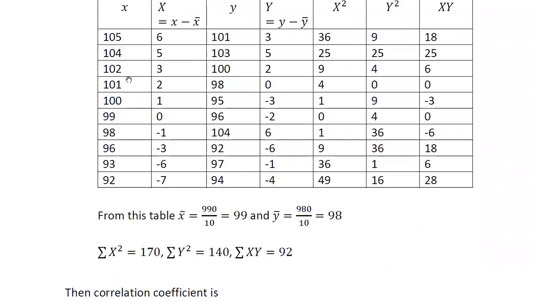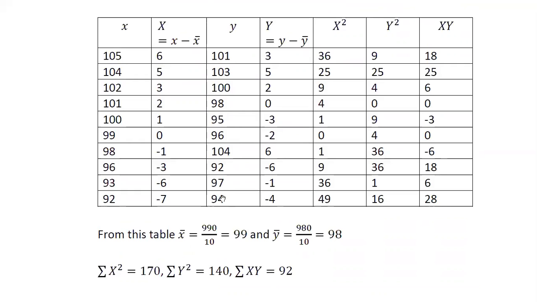So x bar is equal to summation x divided by n, which is 99, and y bar is equal to summation of y, so add these values of y divided by n, which is 10, so y bar will be equal to 98. Now using that, let's calculate the values of capital X and capital Y. Capital X is equal to x minus x bar, so subtract each value of x here by x bar, so you get the corresponding values of capital X.